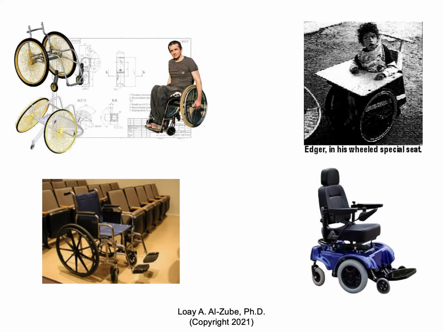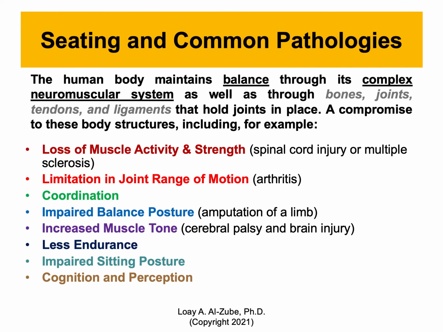However, I want to talk more about the biology and the pathology which is associated with seating systems. So we need to associate seating with the common pathologies that can be related or connected to seating. The human body maintains balance, which is a very important concept, through its complex neuromuscular system, as well as through the bones, joints, tendons, and ligaments. All of these together hold the human body in balance, and that's very important.